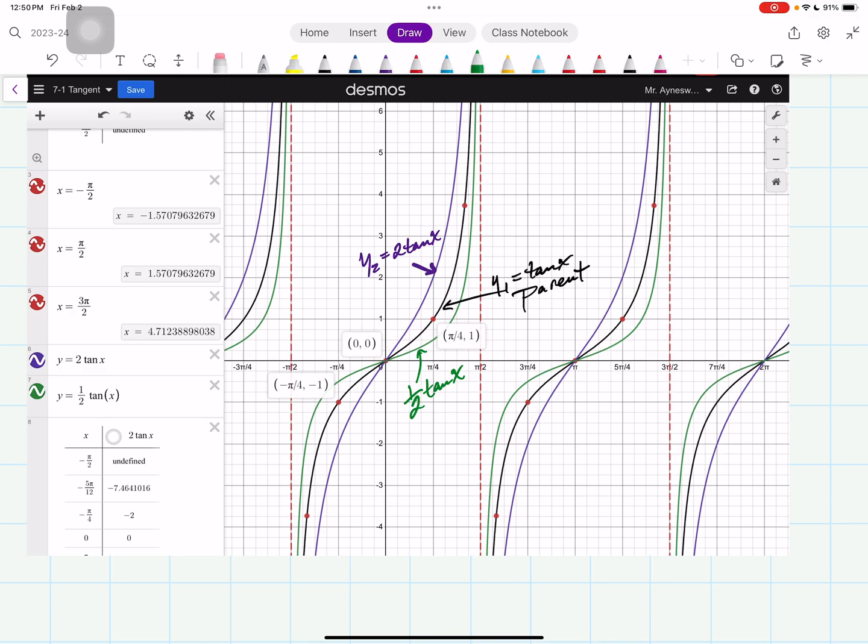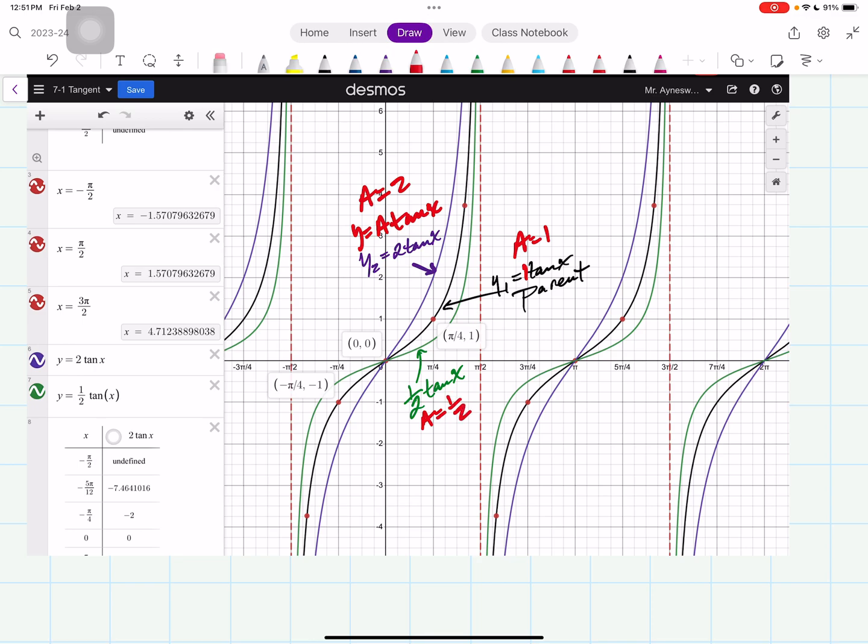So what does the coefficient do? Again, y is equal to a times tangent x here. What does the lead coefficient a do to the function? Does it stretch it out horizontally or vertically? Notice that in the parent function, a is 1. In y2, a is 2, you can just see it, 2 times tangent x. And of course, a is 1/2 down here in the green one.